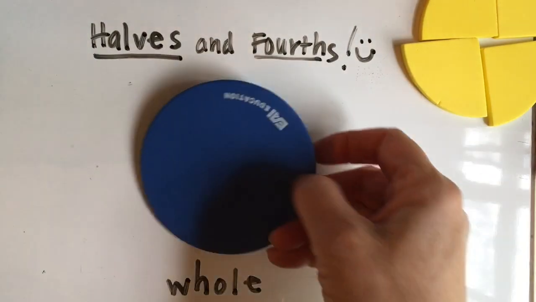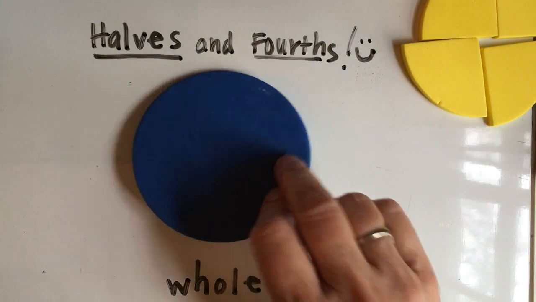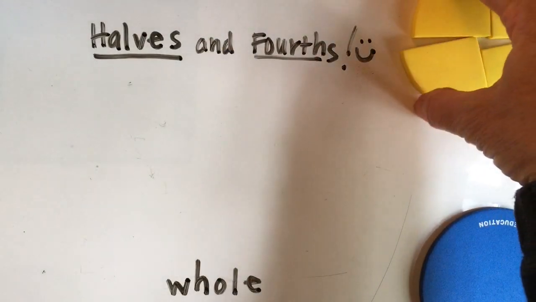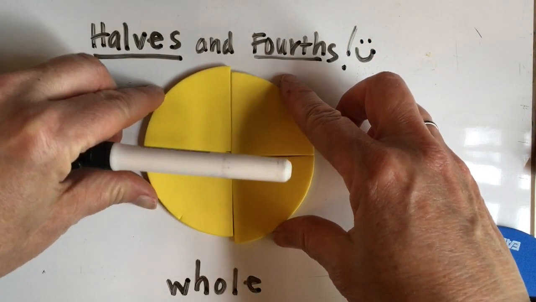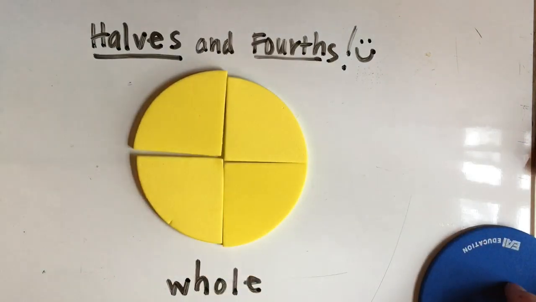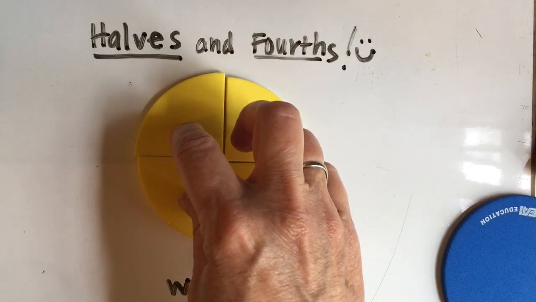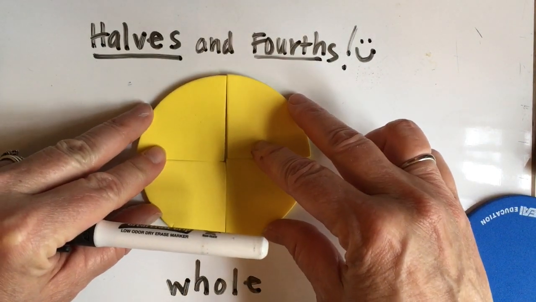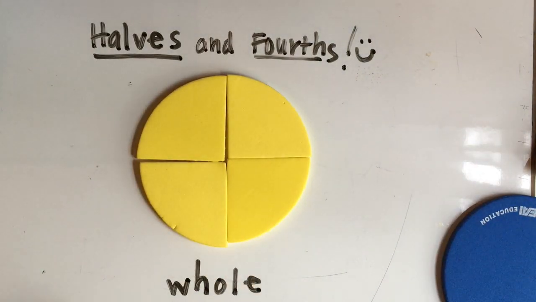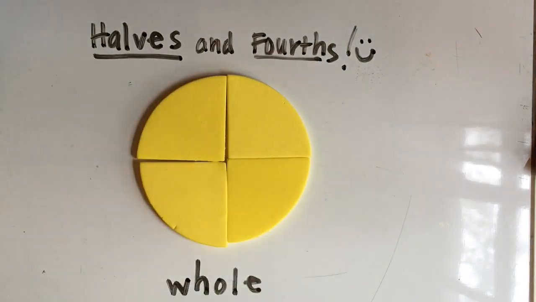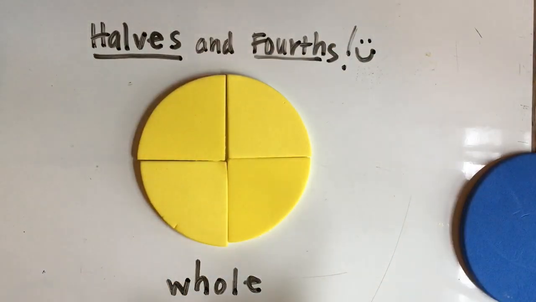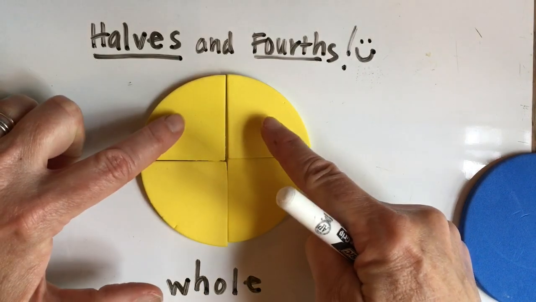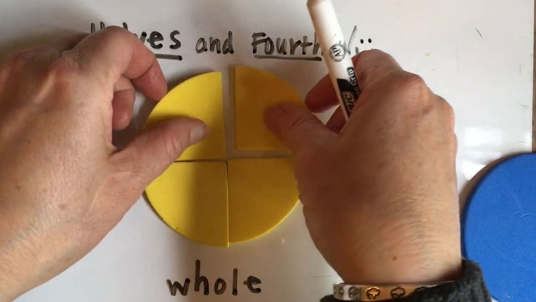Okay, now I'm going to erase my halves here, and we're going to use the same size whole model, like this blue one, and we're going to look at fourths and talk about them for a second. Okay, so the fourths model from this model kit is yellow. All right, so we've still got that same size whole. Just going to line it up for you so you can see. Same whole, but this time we've divided the whole into how many equal parts?